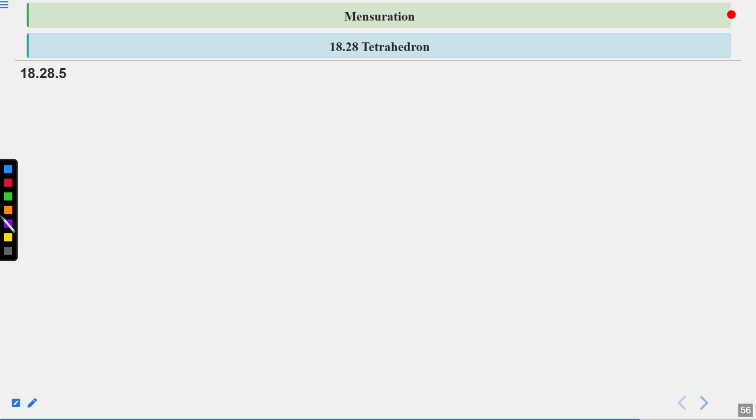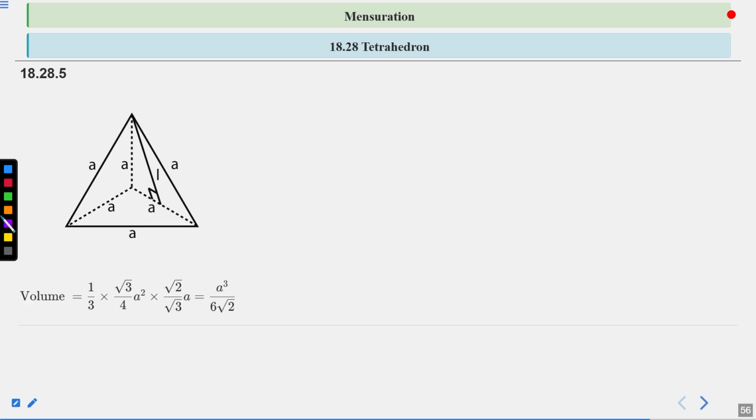Next, formula related to tetrahedron 18.28.5. So this is the diagram of the tetrahedron. The volume will become 1/3 times root 3 by 4 times side square multiplied by the height, which is root 2 upon root 3 times a. When we simplify it, we get a cube upon 6 root 2. So the volume of the tetrahedron is side cube upon 6 root 2.